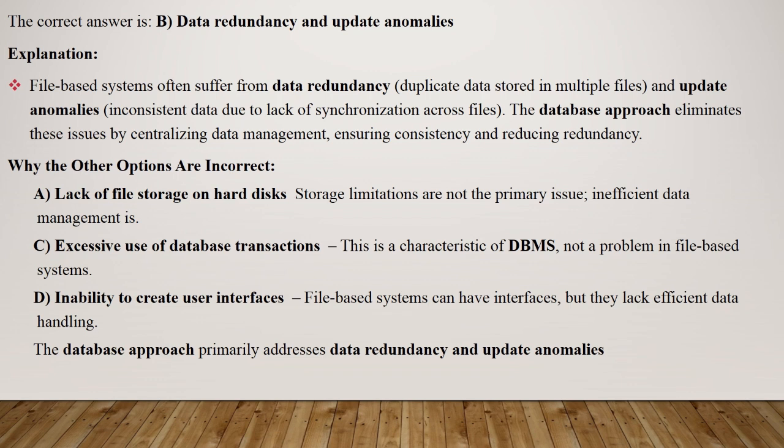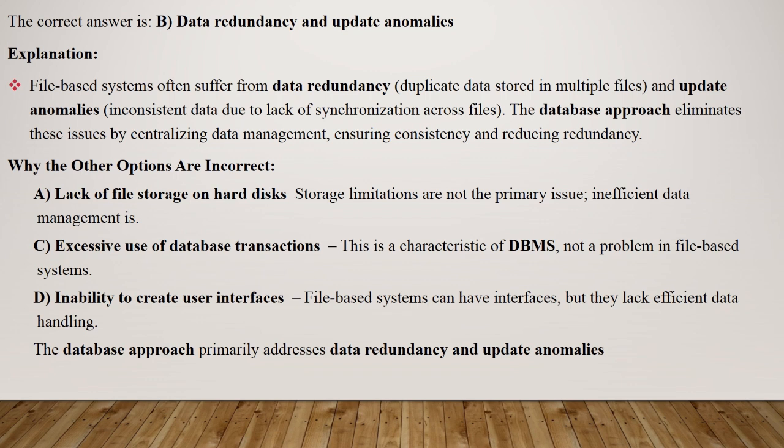Data redundancy, yes, there is some redundancy, but it's in a minimized form. Update anomalies, almost none. By normalization, these anomalies will be solved. And then, why are the other options incorrect?